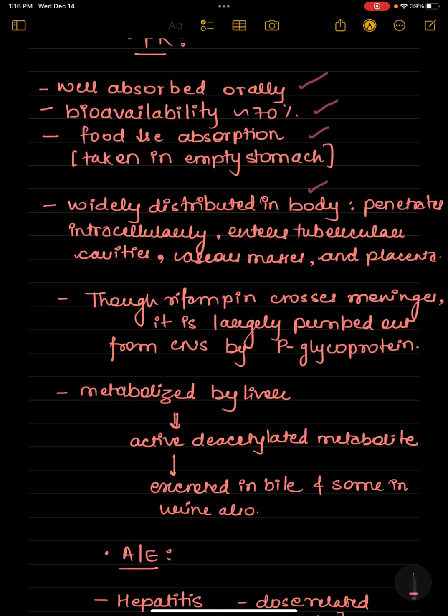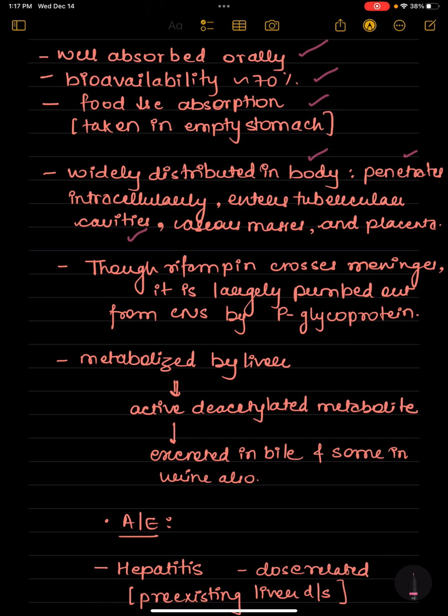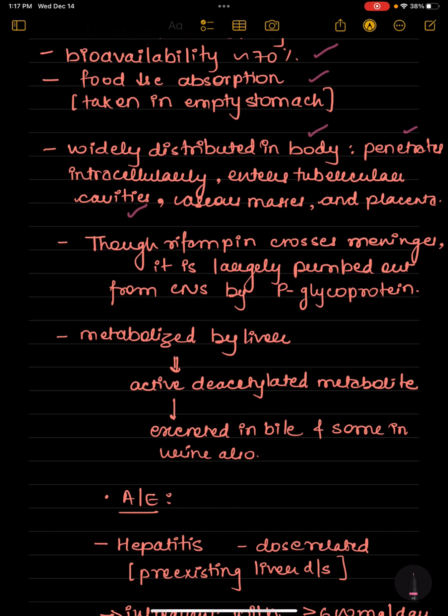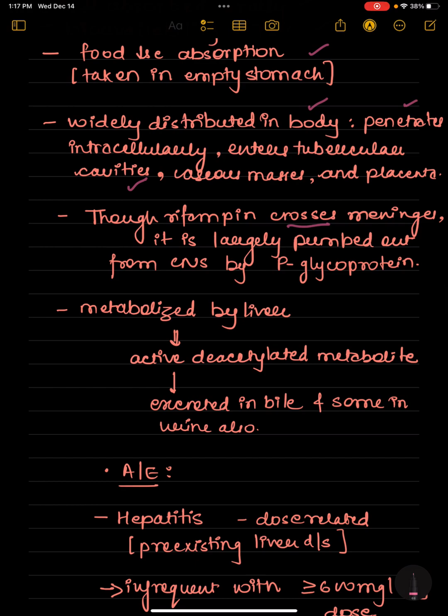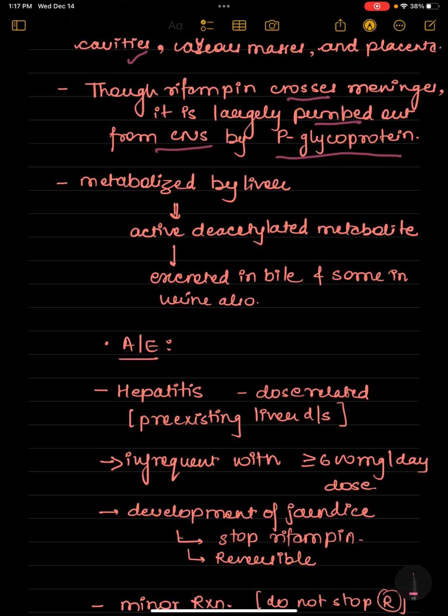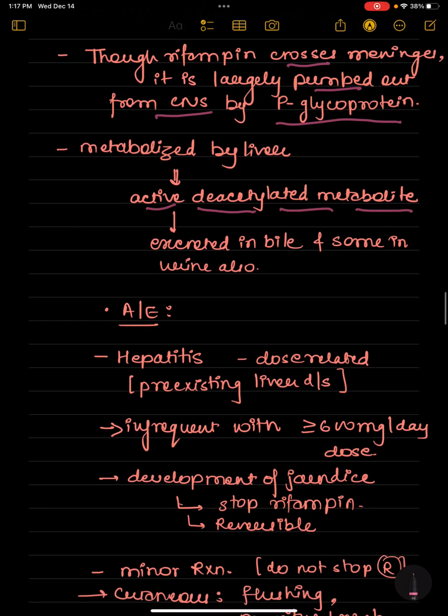It is widely distributed in the body, it penetrates intracellularly and also enters tubercular cavities, caseous masses and placenta. Though rifampin crosses the meninges, it is largely pumped out from the CNS by P glycoprotein. It is metabolized by the liver, converted into active deacetylated metabolites, which are excreted in bile and some in urine.